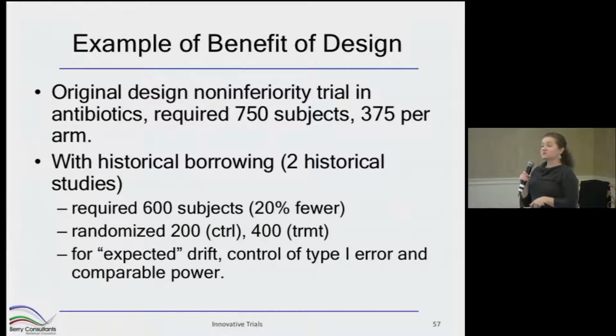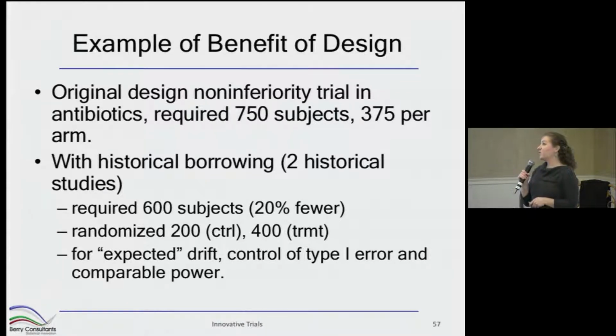If we use the historical data and we use the hierarchical model, what we found is that we could do a trial that had 600 subjects rather than 750, so about 20% fewer subjects. Here we changed the randomization ratio to 2-to-1. Instead of 1-to-1, we changed it to 2-to-1, so put 400 patients on treatment, 200 on control.